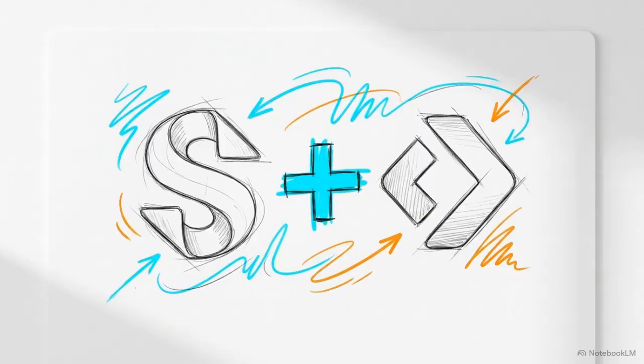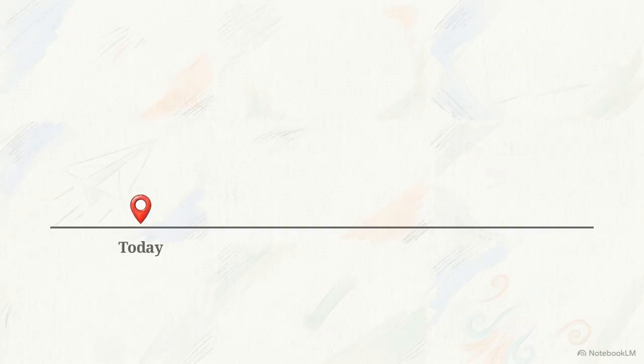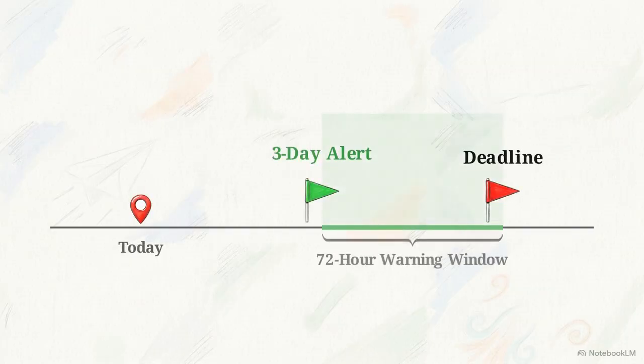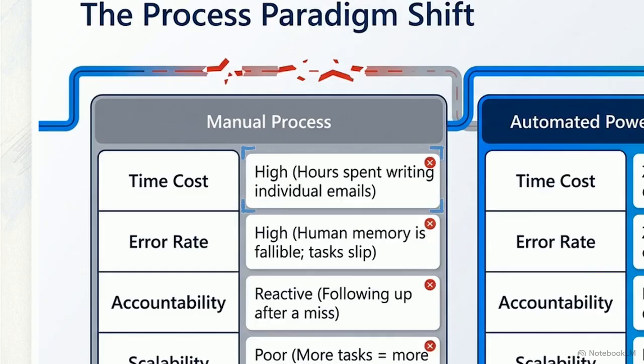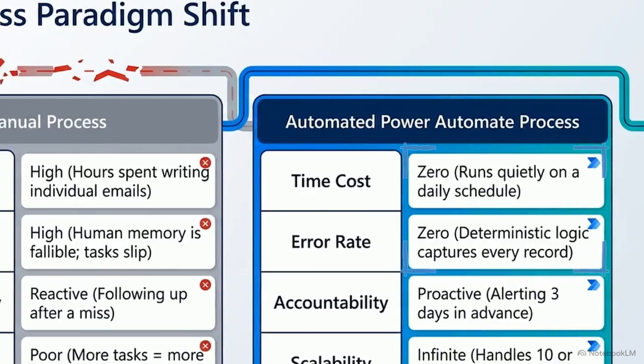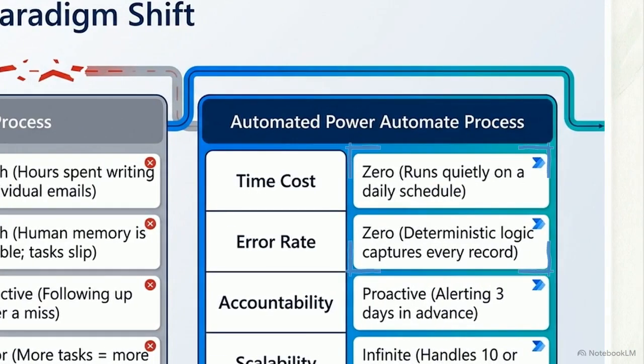Using Power Automate and SharePoint, we will set up a hands-off automated warning system that alerts task owners exactly 3 days before their deadlines. In this comparison matrix, manual workflows require high time costs to write emails and carry high error rates since human memory is fallible. Automated processes drop time costs to 0 by running on schedules and error rates to 0 using deterministic logic.